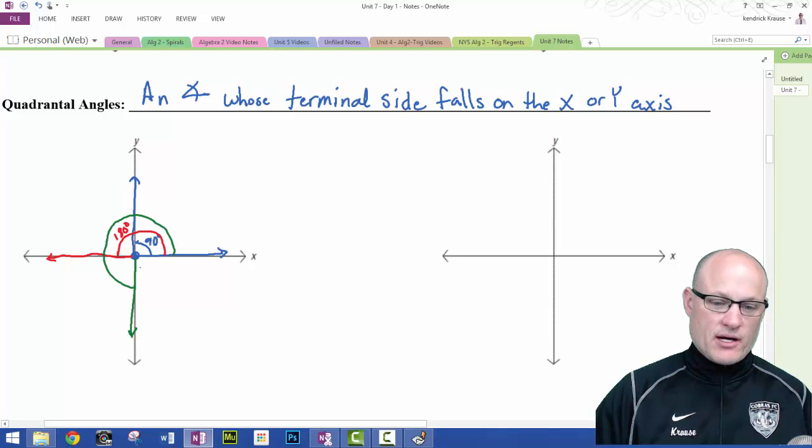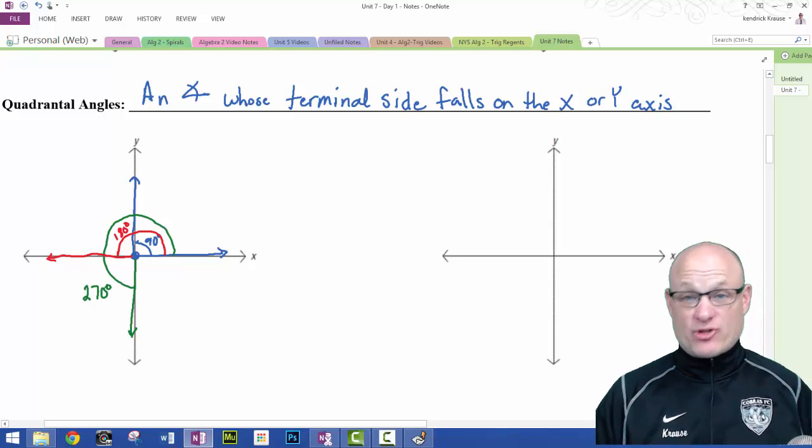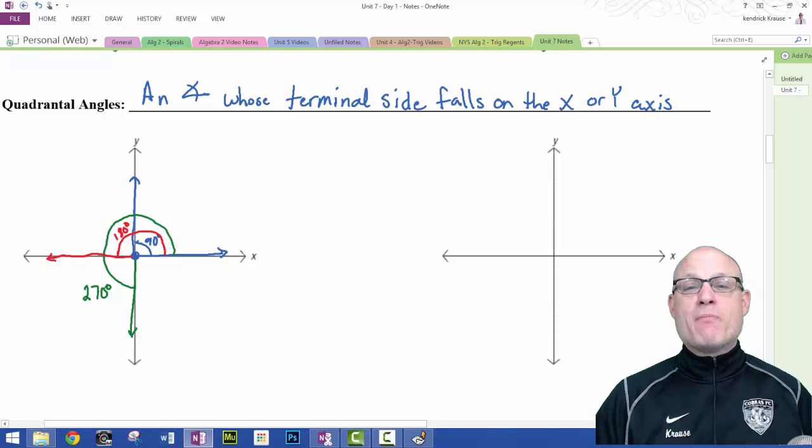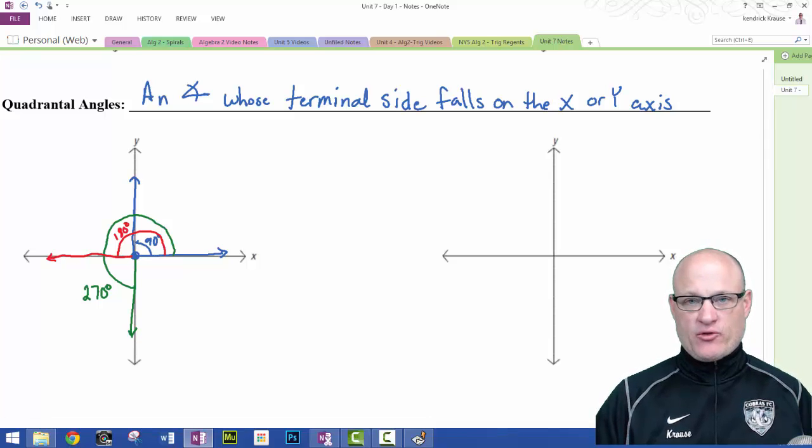Now I'll go all the way around. So we went 90, we went 180, we went 270. Here's another cue, kids. Learn the quadrantal angle measurements. That's one thing that's going to be humongous.